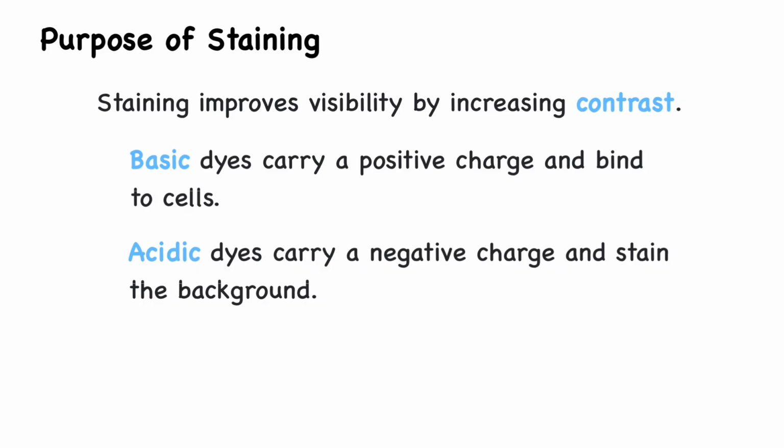Because bacterial cells contain many negatively charged components, such as nucleic acid and cell wall structures, they readily attract basic dyes, which bind to the cell itself. Acidic dyes are negatively charged and repelled by the cells, so these dyes color the background, making them useful as counterstains or for negative staining techniques.